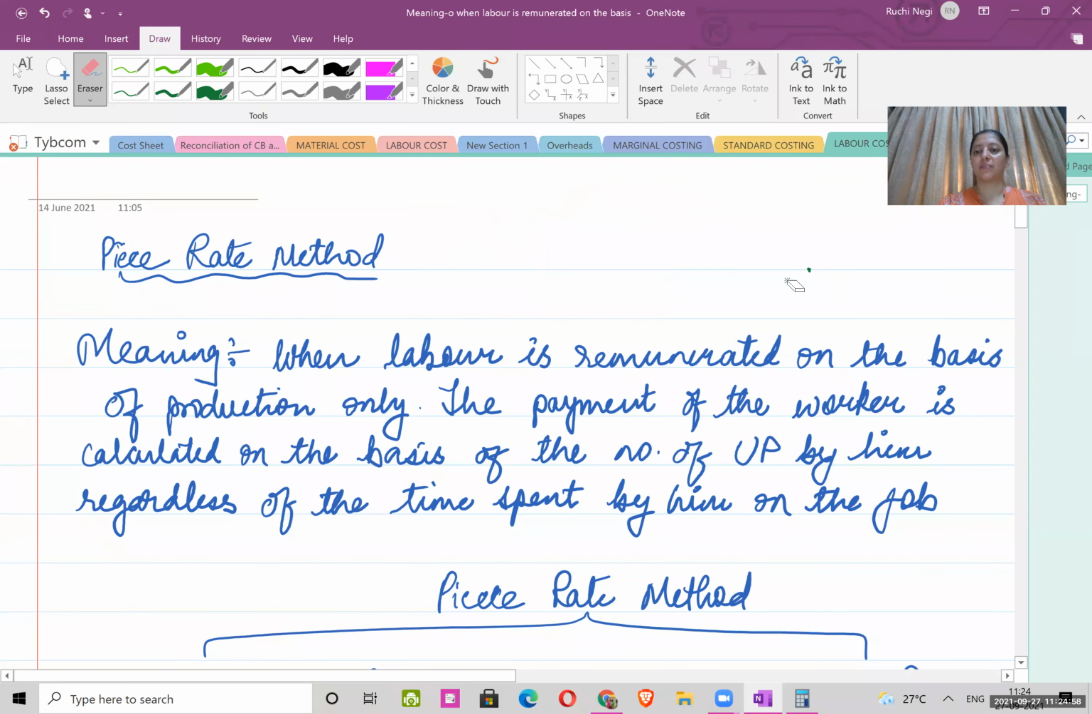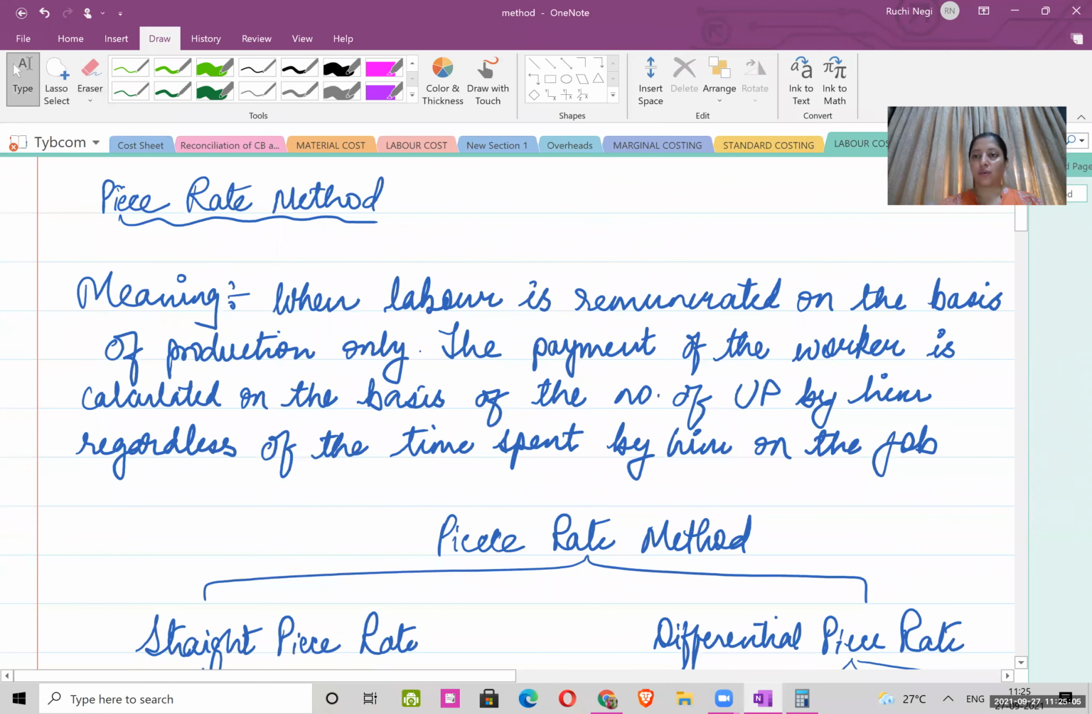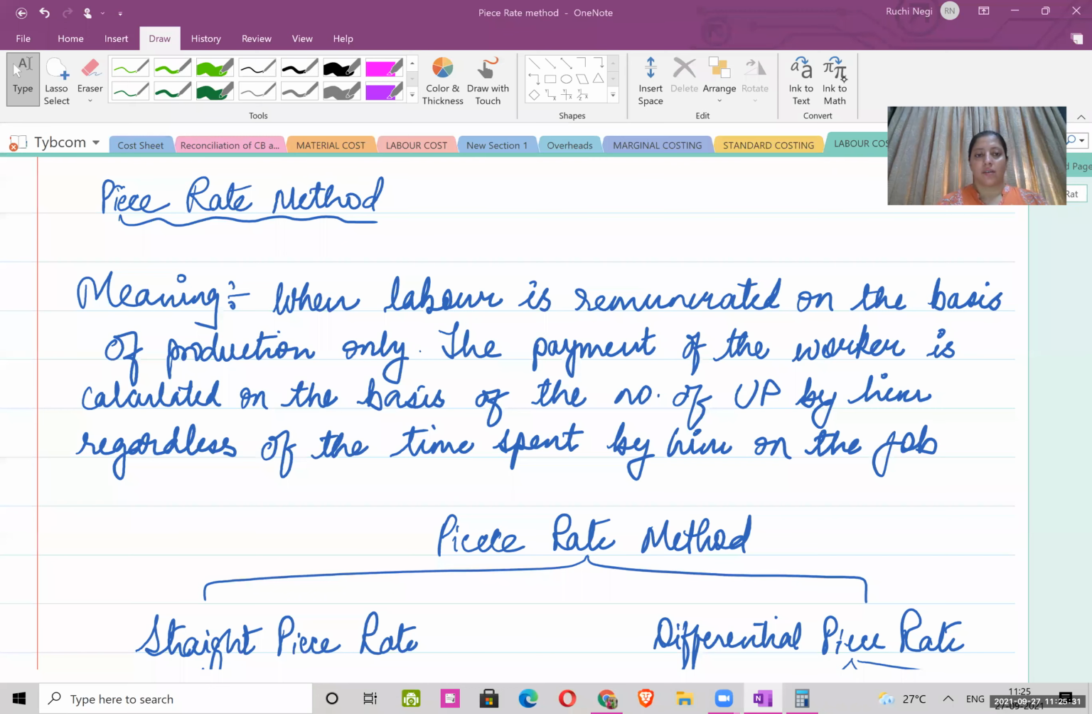So I hope the earlier parts are clear to you all. Did you understand? Yeah, just make a note of this. The piece rate method. So what is the meaning of piece rate? We have already discussed that.